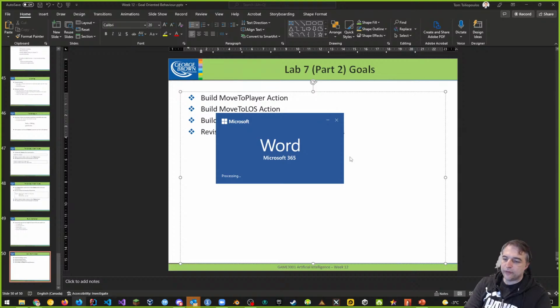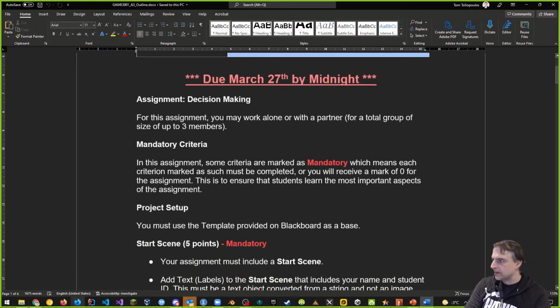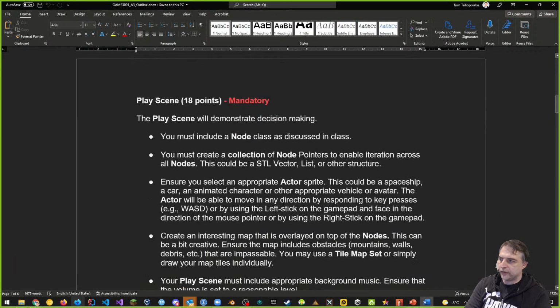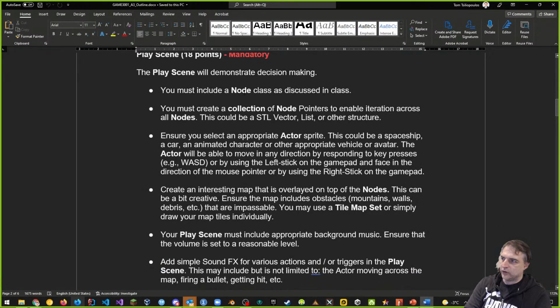So again, assignment 3 is due this Sunday. It's been moved, just to reiterate. One thing we've said is mandatory criteria have to be completed in order for you to pass this assignment. So not filling in the 18 points in your play scene, or not working on your play scene, doesn't make any sense, right? Because your play scene is going to be where all the action happens. That's why it says play scene mandatory, including a node class.